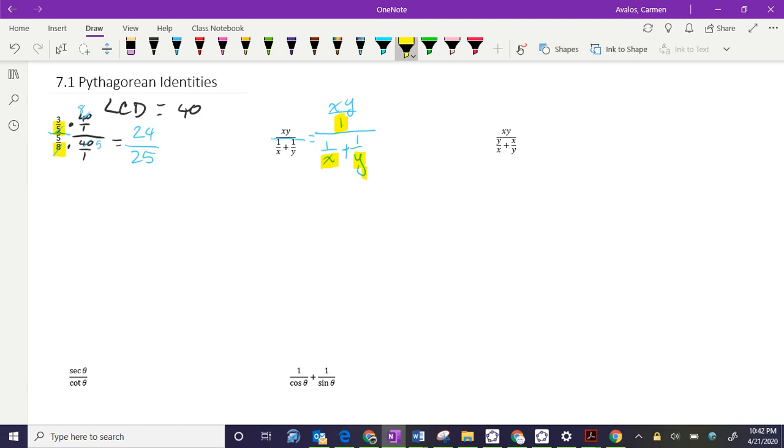Now, because there's no numbers, I don't need to do what I did over here when I got the 40, but I want to just get a common denominator. And what it means is that it has to have an x, a y, and a 1. But a 1, anything, you don't need the 1. So the only thing that we have here, the lowest common denominator on this one, is going to be x times y.